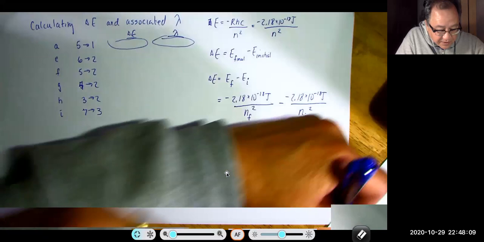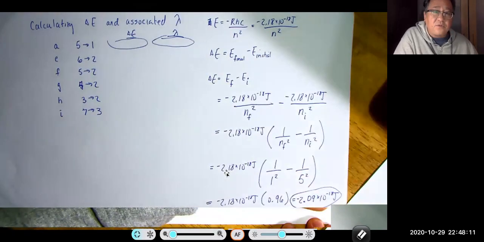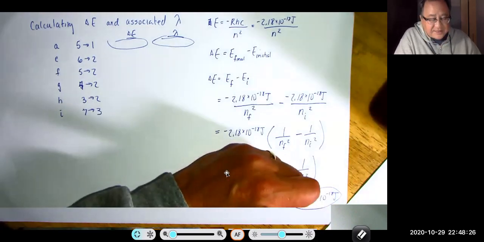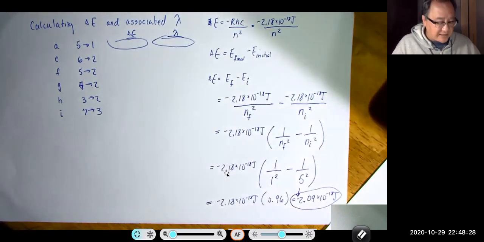Now, this number that I just calculated compared to what they have in the document are the same. The document has 2.0916. I've got 2.09, and they're both times 10 to the minus 18. Another difference, though, is that my answer is negative and their answer is positive. Which one is right? And the answer is, my answer is right.